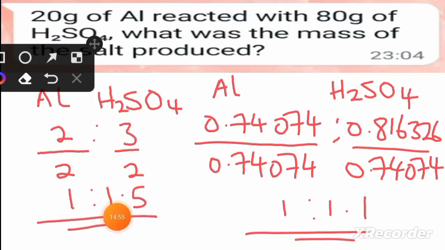Now let us compare these two ratios. We have this as our original ratio and we have this ratio. Here we were supposed to have 1.5. As we can see, we are having 1.1. Which means sulfuric acid is the limiting reactant. Hence, we are going to use sulfuric acid to determine the mass of the salt produced. You are free to pause the video and write this somewhere. Let me erase this board so that I can create enough space.